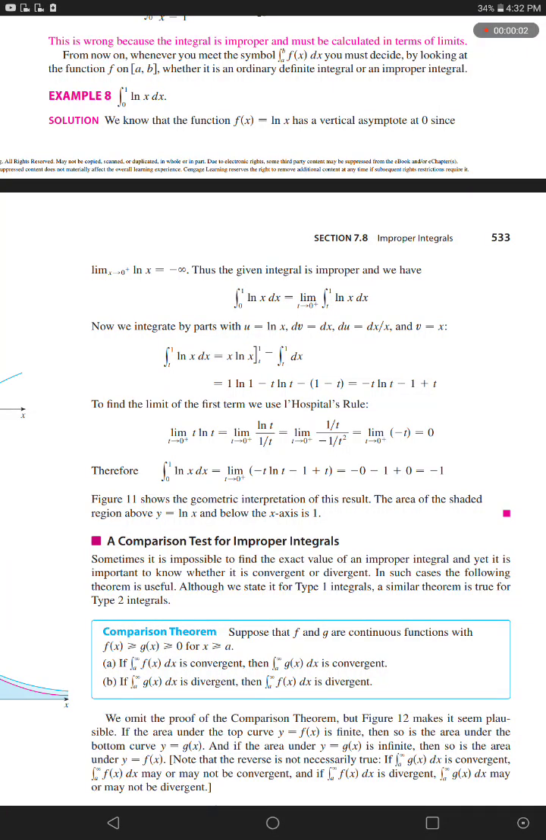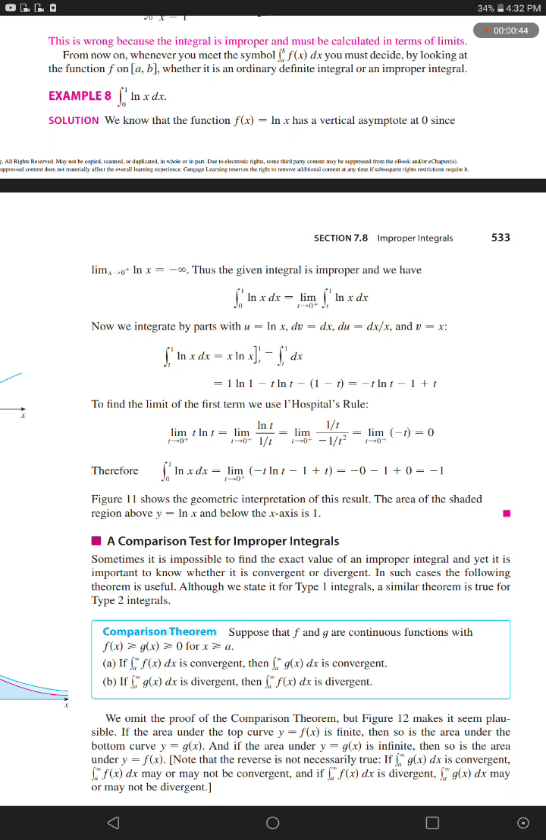Example 8: the integral from 0 to 1 of the natural log of x dx. The solution: we know that the function f of x equals the natural log of x has a vertical asymptote at 0, since the limit as x approaches 0 from the right of the natural log of x equals negative infinity.